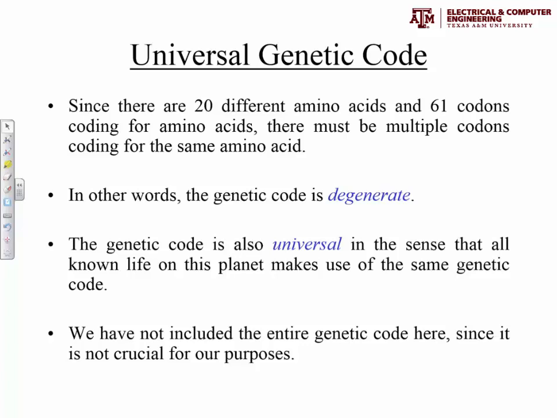And the genetic code is also universal in the sense that all known life on this planet, from the simplest bacterium to humans, makes use of the same genetic code. Now, we haven't included this entire genetic code since it's not crucial for our purposes, but if you're interested, go and look up any book on molecular biology. They will give you all those 61 different triplet codes and which amino acid corresponds to them. And if you want to, you can go and memorize that also, if you like.